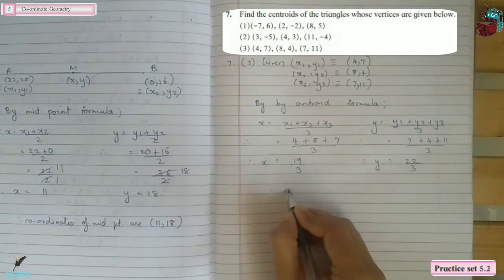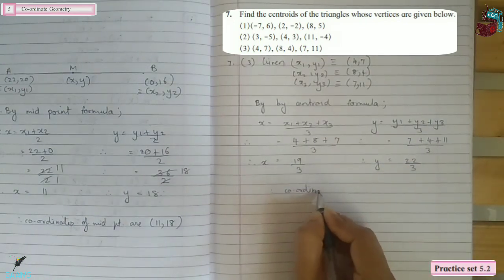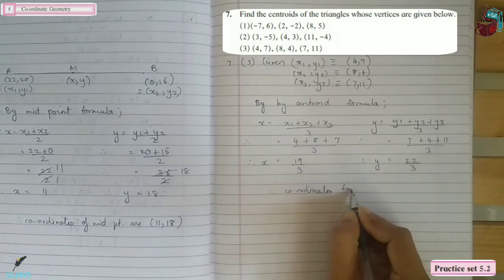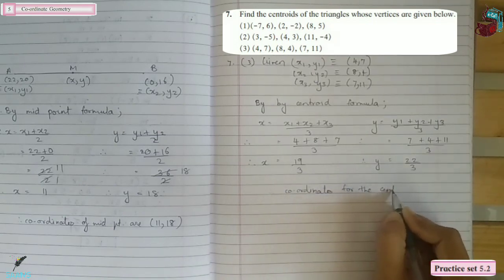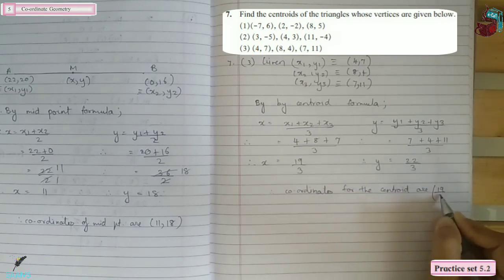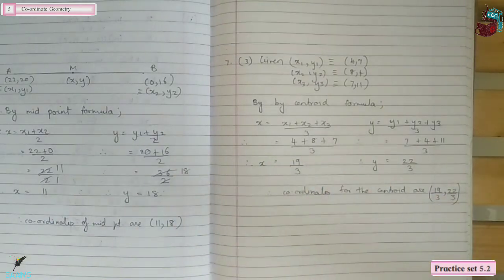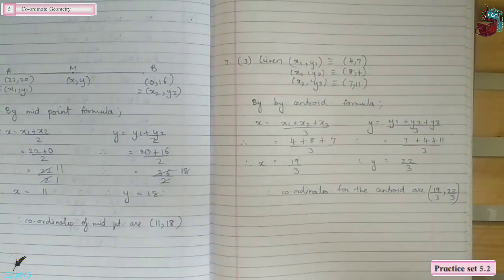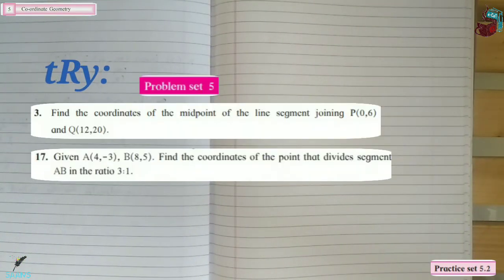Therefore, coordinates for the centroid are 19 upon 3, comma 22 upon 3. It's as simple as that. This is a direct sum where there is nothing else to be done. On similar lines, you can try problem set 5, sums number 3, 4 and 17. See you in the next part.